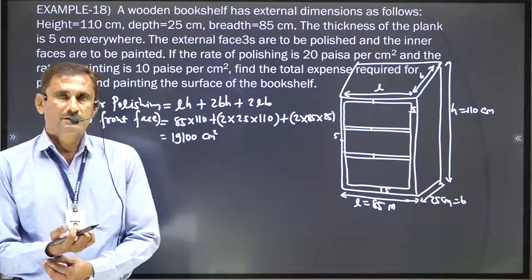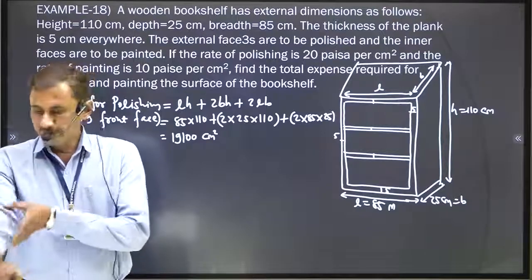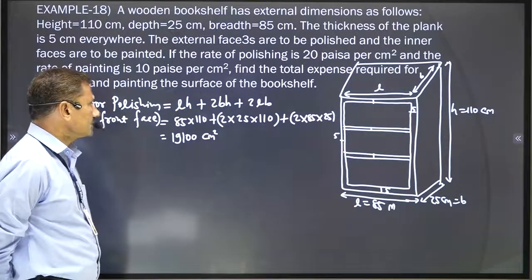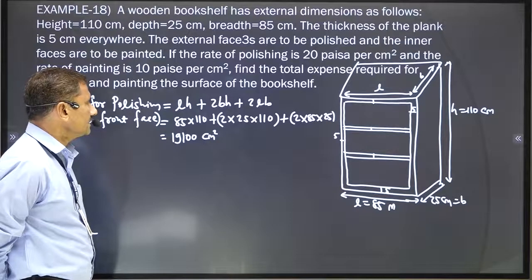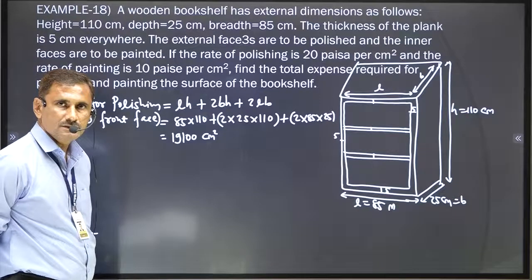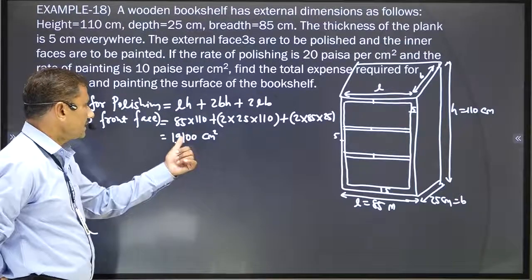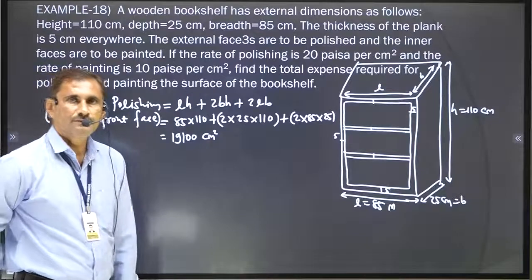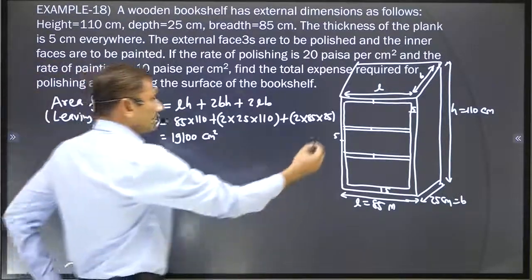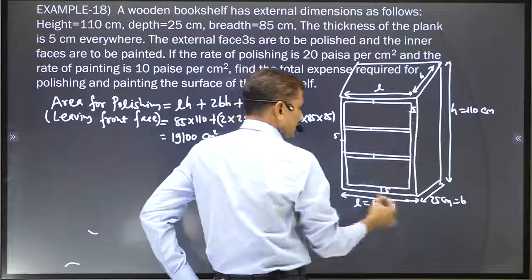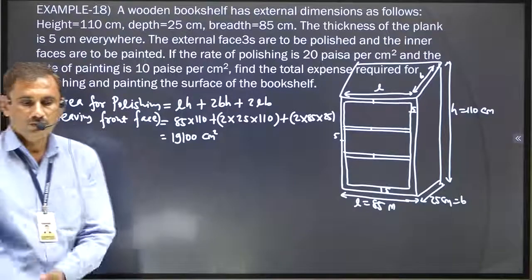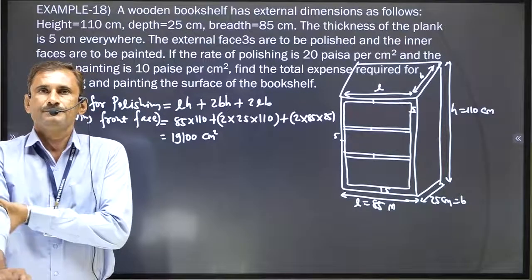Again, I am repeating my point. Numbers are quite large, so we are not wasting our time on calculation here, and the solution is already given. So I directly wrote it is 19100 centimeters square. Now, actually this is not everything. This front part is left here. So how to calculate that front part?